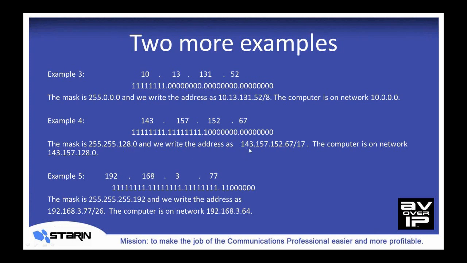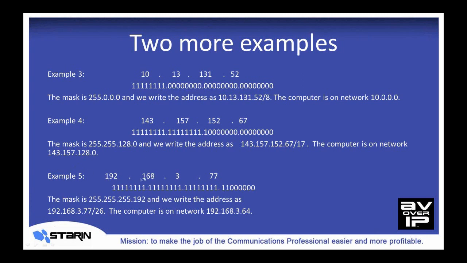We write this as a shorthand notation, 143.157.152.67/17 to correspond to the 17 ones. And we say the computer is on, be careful, 143.157.128.0. This is a network, and it's not a Class C network. We'll come back to this again to figure out why it's 128.